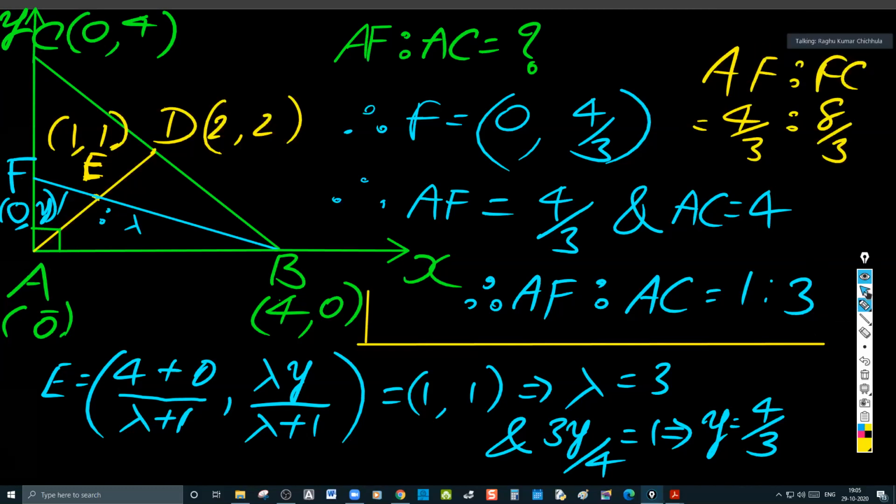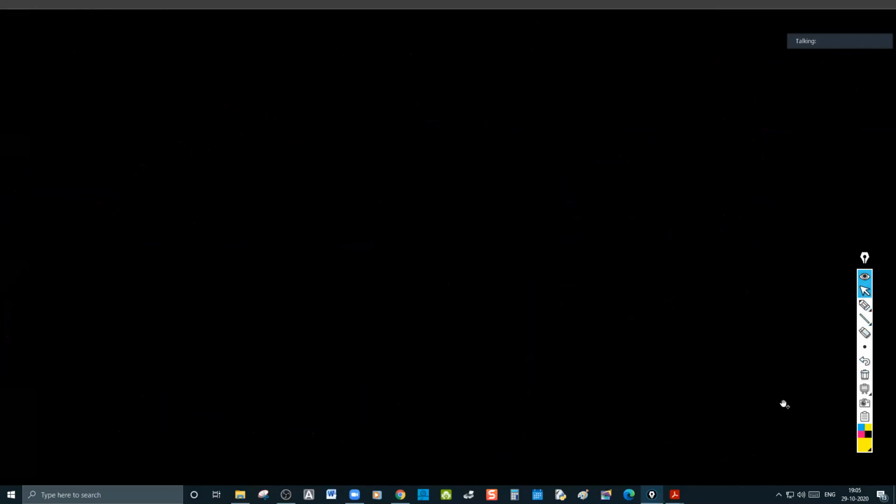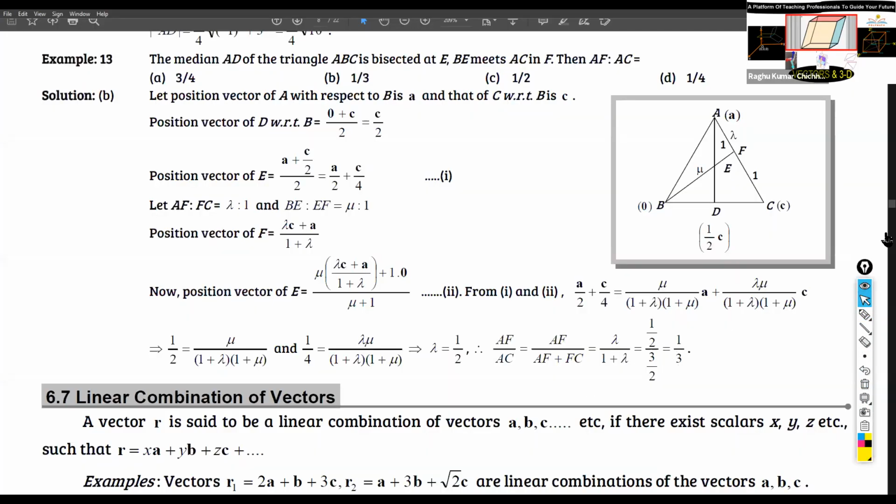Is it okay now? Clear, sir, clear. Let me check the answer, it should be 1:3. How he did it, just you check. He used the vectors because it is vector algebra. If it is a subjective question, if you are solving this question in the board examination, then you may have to do like this. But even you can do what I explained by taking i bar, j bar, no problem at all. You can follow that method also if it is a board exam.